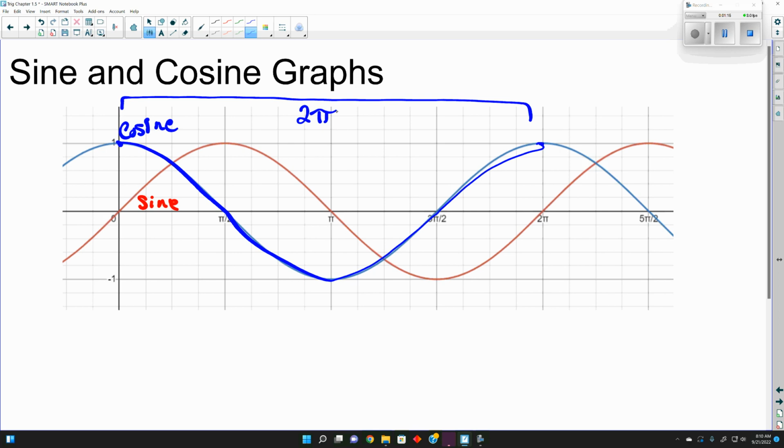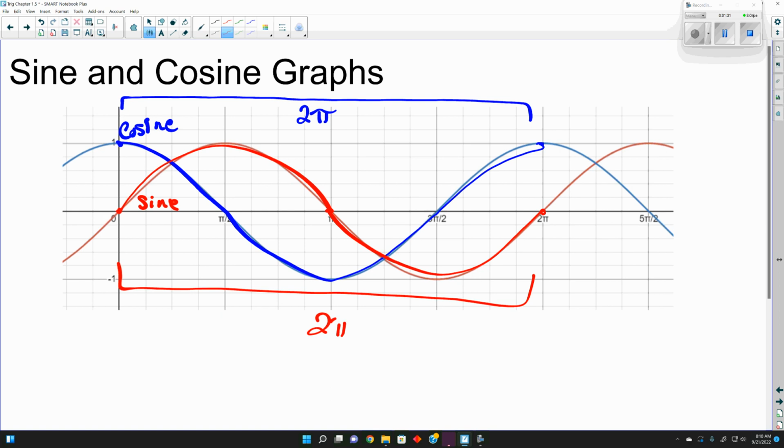Now for sine, because we start here at 0, we come up and down, and it looks like it goes one full cycle at this point, but it's not, because it goes back down and then back up. And again, for sine, to go one full cycle, one full period, it is still 2 pi. Kind of make sense so far?